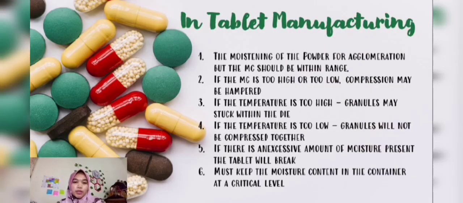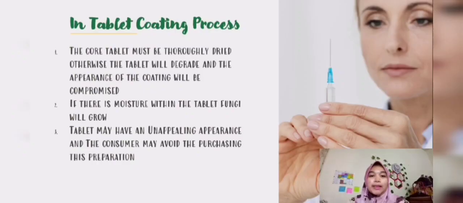First, in tablet manufacture. Tablet granulation necessitates the moistening of the powder for agglomeration, but the moisture content should be within range. So, after granule formulation, there is an important step for granule drying. If the moisture content is too high or too low, compression may be hampered. Granules may become stuck within the die or punch if the temperature is too high. If the pressure is too low, the granules will not be compressed together. If there is an excessive amount of moisture present, the tablet will break. The smoothness of the tablet surface may also be hampered by the moisture level. So, in order to avoid all of this inconvenience, the pharmacist must keep the moisture content in the container at a critical level.